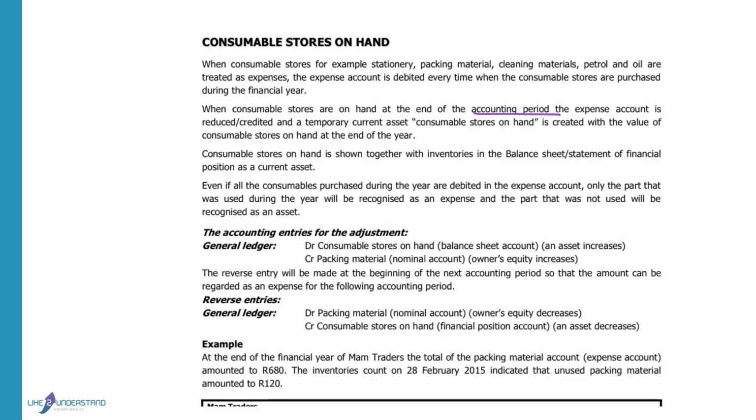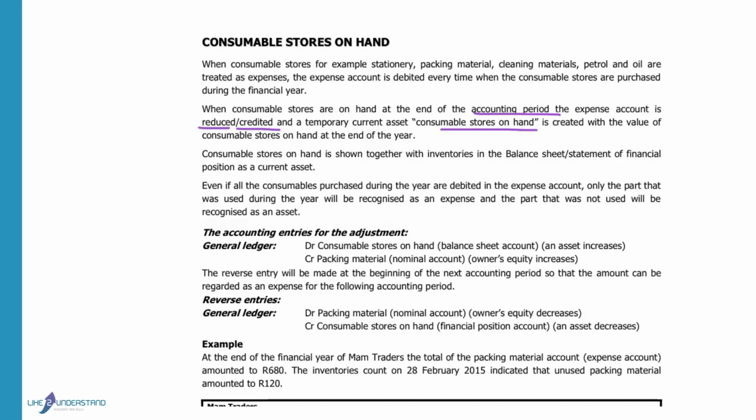When there are any of these consumable stores on hand at the end of the accounting period, the expense account must be reduced, because you can only show in the income statement the expense for the current year. So if you bought more than you used in this year, it means that you must reduce this expense and you will therefore credit the consumable stores, packing material, cleaning material, whatever, and you will create a temporary current asset, consumable stores on hand.